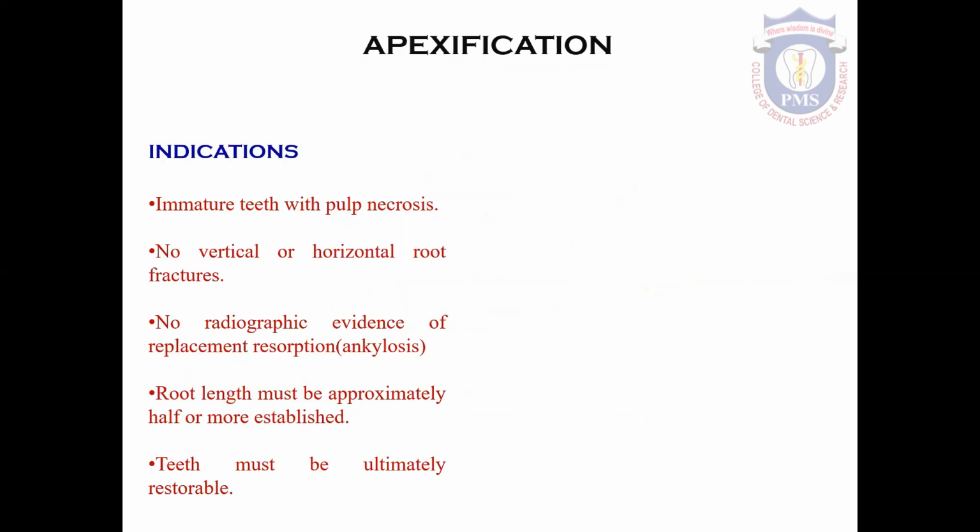Here comes the importance of non-surgical management, that is apexification. So what are the indications of apexification? Immature teeth with pulp necrosis, no vertical or horizontal root fractures, no radiographic evidence of replacement resorption. Root length must be approximately half or more established, and teeth must be ultimately restorable.